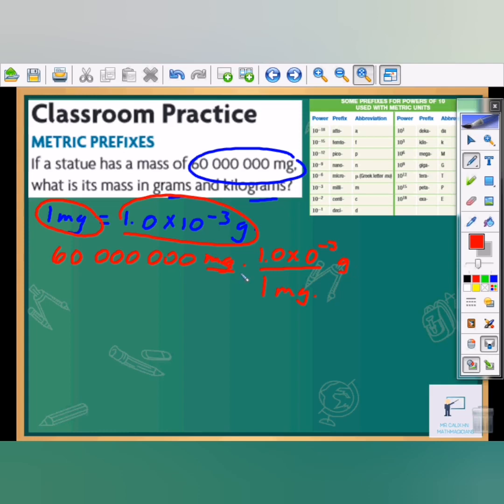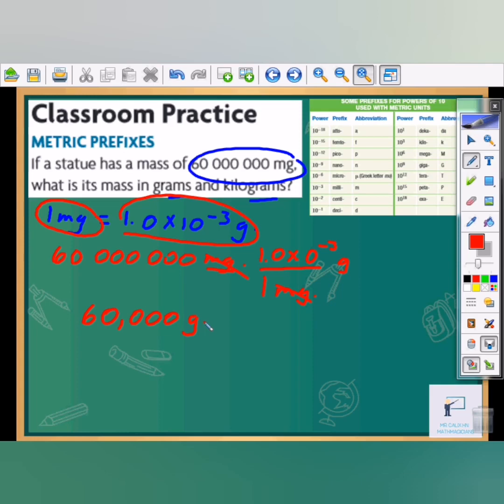Okay, this indicates that I can simplify my milligrams, and then I just make my multiplication of 60 million with 1.0 times 10 to the negative 3. If you make your multiplication using your calculator, you'll have the answer of 60,000 grams. Okay, so that will be the answer in grams. Now that we have our grams, it's easier to find your kilograms.